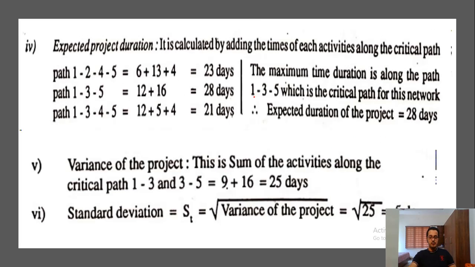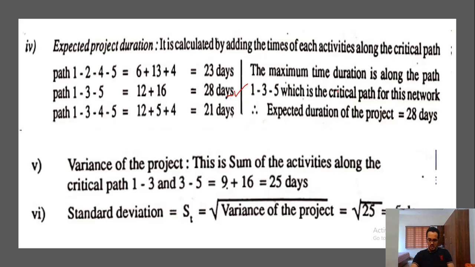So 1, 3, 5. During the initial sessions, I told you there are two ways to find the critical path. The first method is to elaborate all the paths and find the total duration, and the path with the highest duration is considered to be the critical path. Here it is solved in that manner, and we got the maximum duration as 28 days, and that was for 1, 3, 5, right? So that is the critical path.